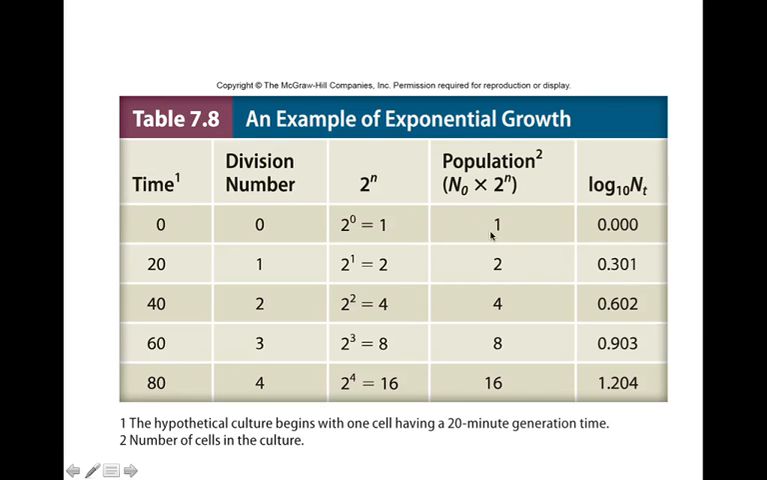So if we have one bacterial cell and it divides every 20 minutes, the one, 20 minutes later, will become 2, and then another 20 minutes, those 2 will become 4, and then in another 20 minutes, those 4 will become 8, and then in another 20 minutes, those 8 will become 16. So it'll take 80 minutes to get to 16 bacteria.